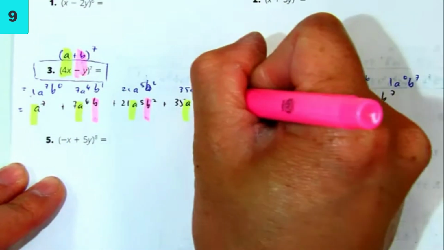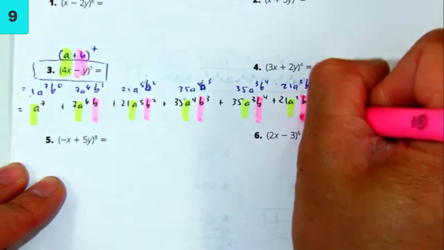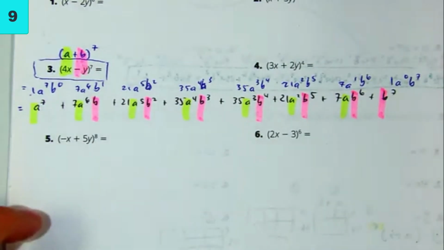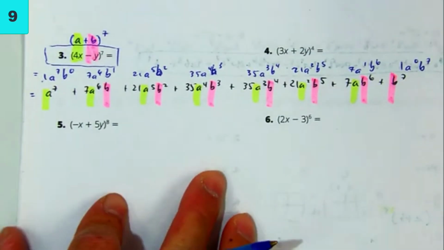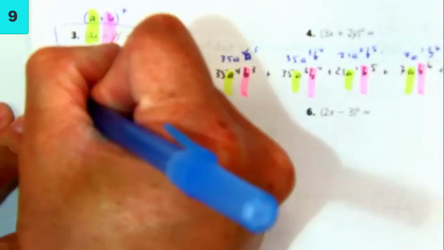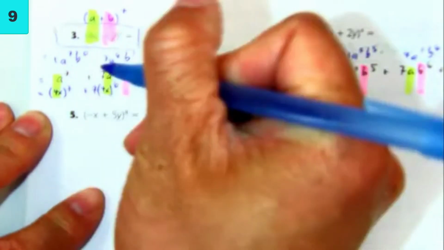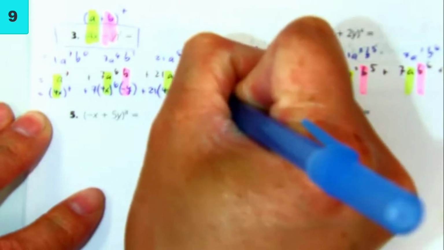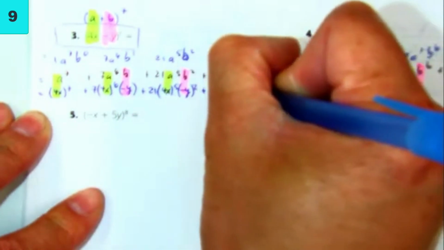In our substitutions, using parentheses on paper and your calculator are super important. Let me do the first couple of them with you and try to help you find those on your calculator. So the first one's going to be 4x to the 7th power plus 7 times 4x to the 6th power times -y plus 21 times 4x to the 5th times -y squared, and then we'll just continue the substitution.